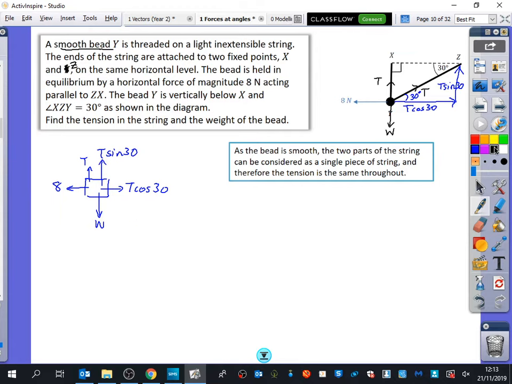All we now need to say is if I resolve, which direction do you want me to resolve first? Left, right. Why left, right? One variable. So t cos 30 is equal to 8. So t is 8 divided by cos 30, which is 16 root 3 over 3, 9.24 newtons to 3 significant figures. I'm going to pause there and give you a chance to write this down, okay?